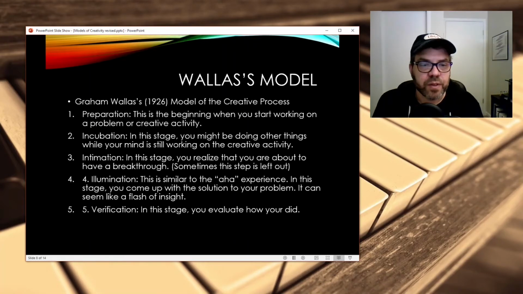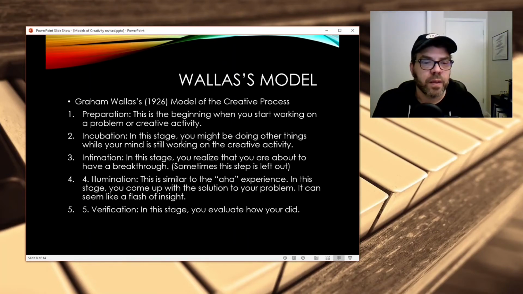So I'm not necessarily going to read through all of these. You can pause the video and check out these slides if that's what you want to do. But you start with preparing, so that you're working on a problem or an activity. And then, according to Wallace, there's always an incubation stage. This, I would dispute whether this is true or not. He suggests that even if you're not working on the activity or the project, your mind is still working on it, so it's incubating.